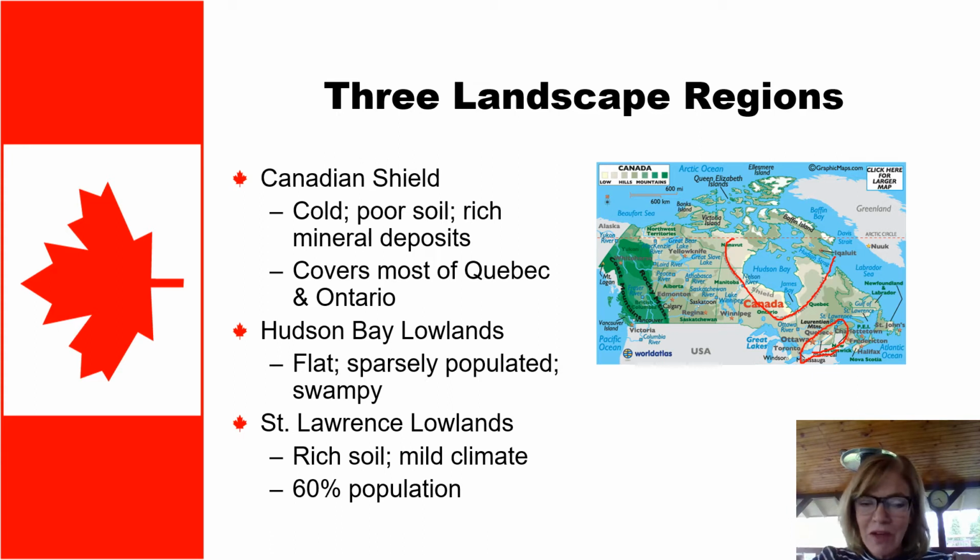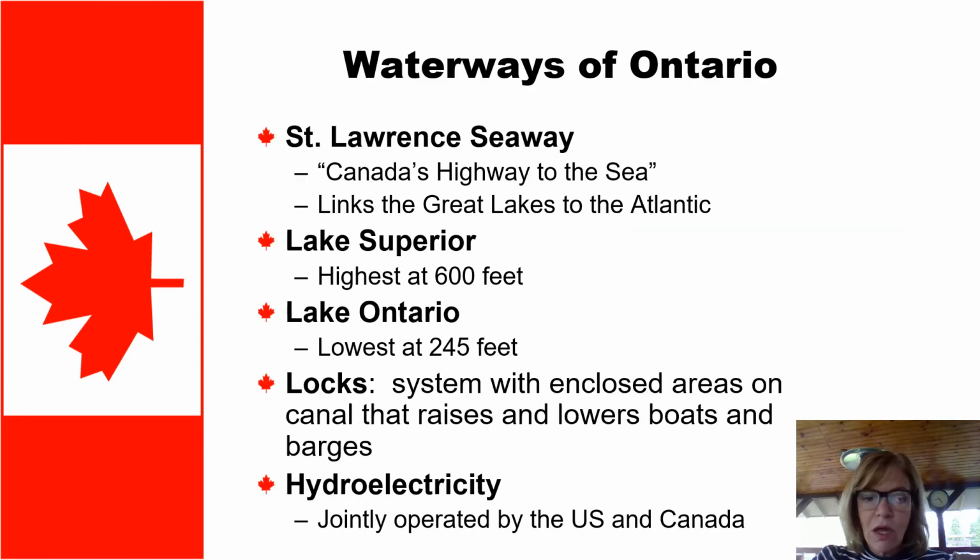Where most people live are down along the St. Lawrence River, not the Hudson Bay lowlands. The Hudson Bay lowlands are just along the coastal areas of the Hudson Bay. Again, very few people live there because it's swampy, it's rocky, and that sort of thing. Most of the population, 60%, live down along the St. Lawrence lowlands, right? Rich soil, mild climate, and so historically that's where Canadians have settled. All right, so what makes this so important in this region is that there's good transportation links, and historically it was the St.